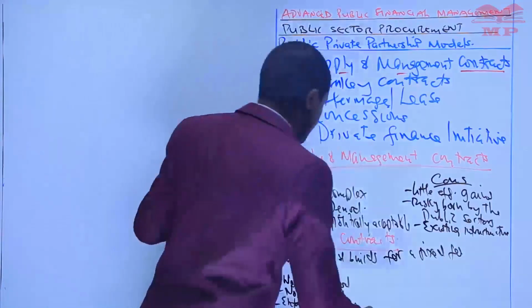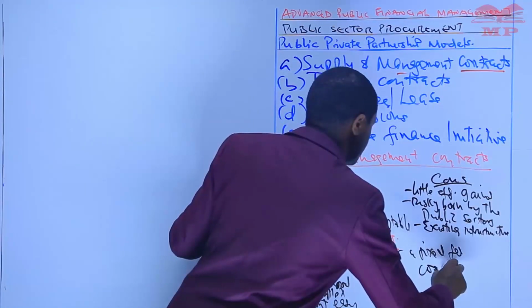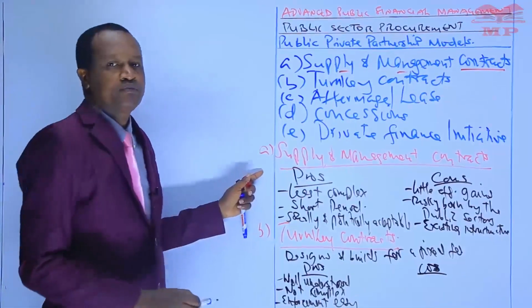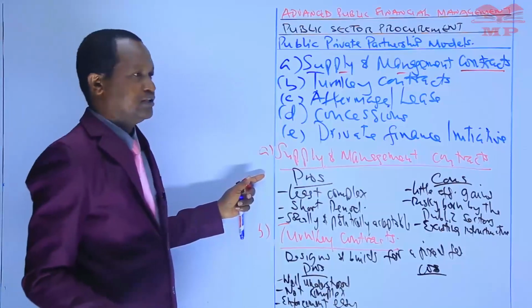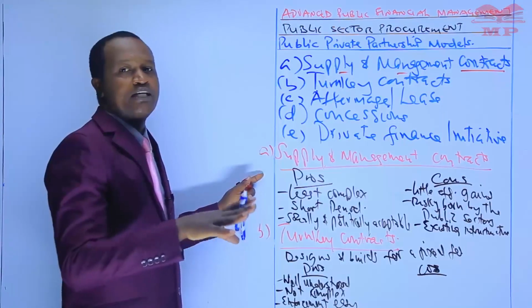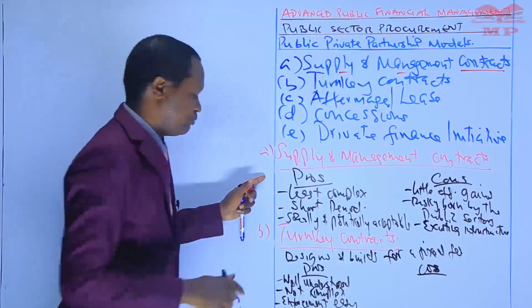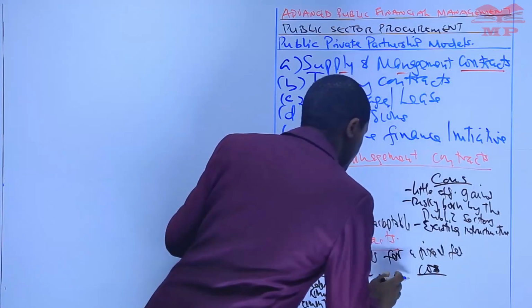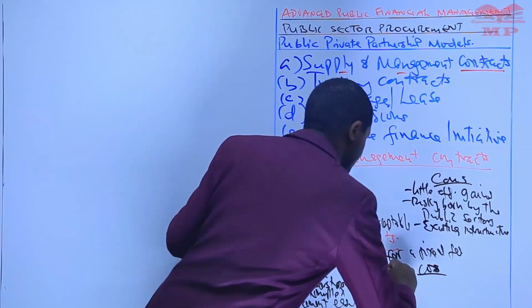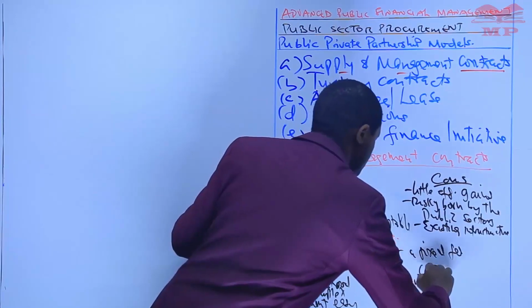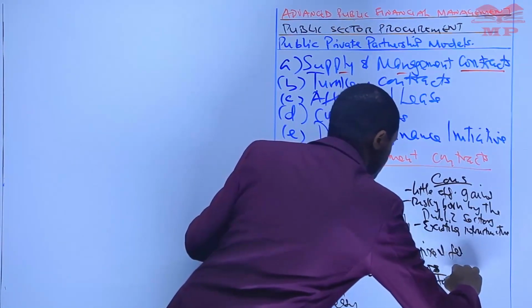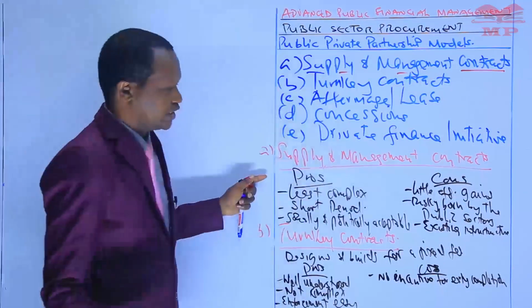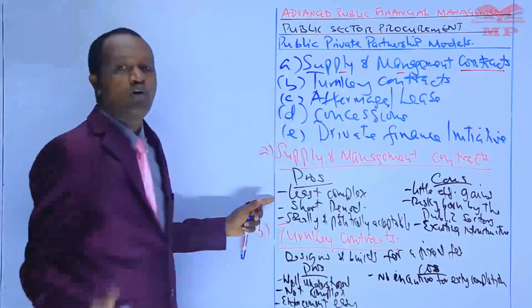But this model also comes with some drawbacks. What are the drawbacks? The first obvious one is that the private sector has no strong incentive for early completion. There is no strong incentive for early completion.